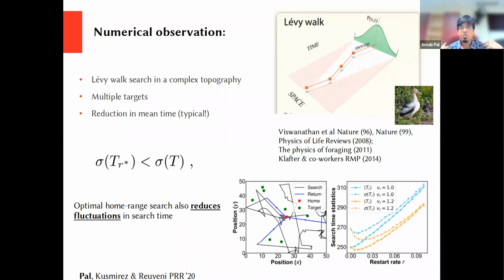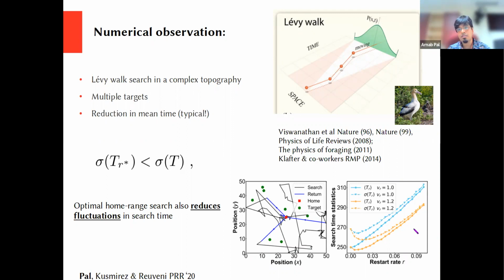So we just wanted to verify this home return principle within the context of resetting, and whether this kind of resetting or home return is beneficial at all. So what we did, we basically took the same Levy search process, which has been studied well, but we put it in a domain in the presence of many targets, and we had a home. So these Levy walkers go out, and if they find the target, it's a success. Otherwise they return back to their home, and when they return back, they start fresh the next day.